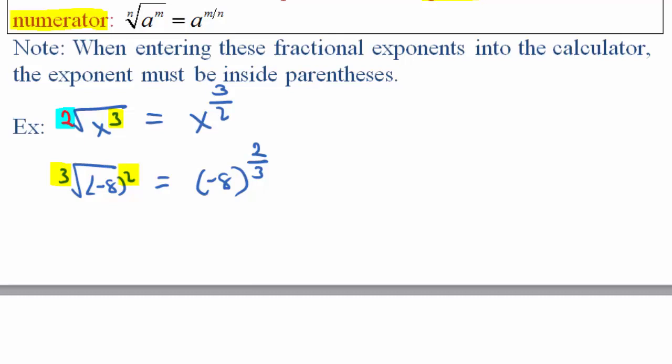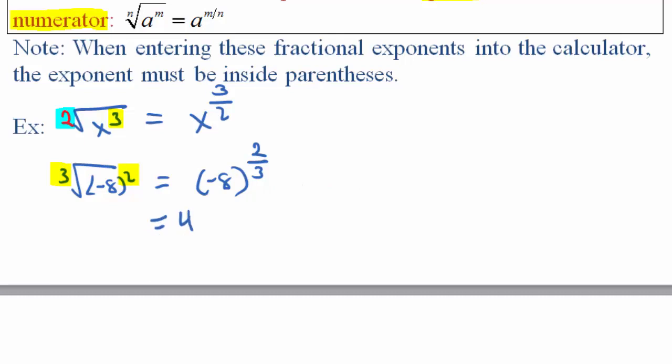And that top one there, the square root of x cubed, if you just write it as x to the 3/2, there's nothing else you can do to it. You can't evaluate it. However, the cube root of -8 squared, you can evaluate. You would square the -8 and get 64, and then take the cube root of 64, which is going to be, I'm sorry, 4. So you square -8 and you get 64, and then the cube root of 64 is going to be positive 4.